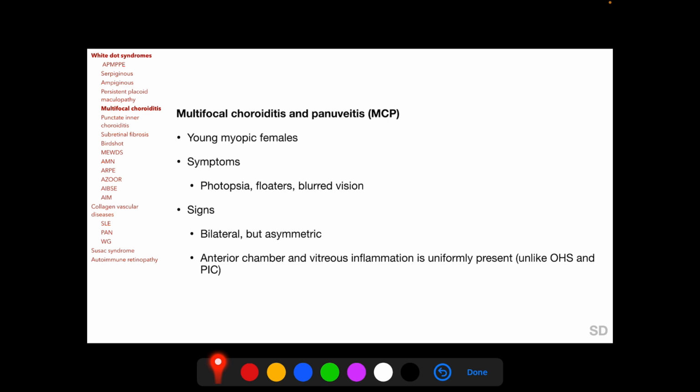Now we must note that although it's called panuveitis, it is classified under non-infectious posterior uveitis. It is a bilateral entity but can be asymmetric, and anterior chamber and vitreous inflammatory cells and haze are uniformly present. And this distinguishes MCP from OHS, that is ocular histoplasmosis syndrome, which we will be discussing in infectious posterior uveitis, and from punctate inner choroiditis, which we will be discussing subsequently.